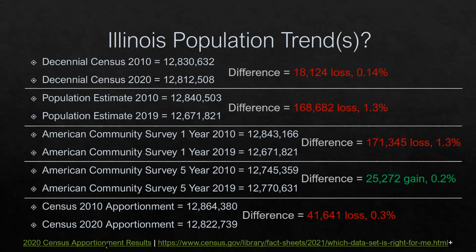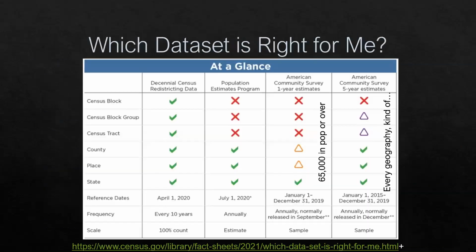At the bottom, I do have a link to the census apportionment results, and then the link that goes directly to what I have on the next slide, which is this: how to figure out what data set is right for you. We talked about the 2010 and the 2020 decennial. These are actual counts, so they're universal. And so those are the most reliable data that we have anywhere in the country, and is used as the baseline for so many other data sets.